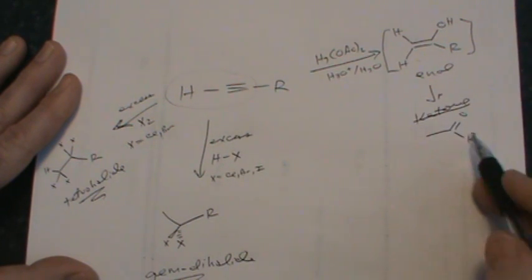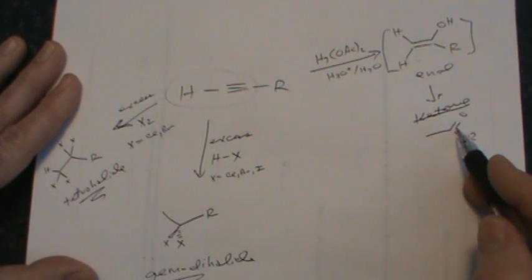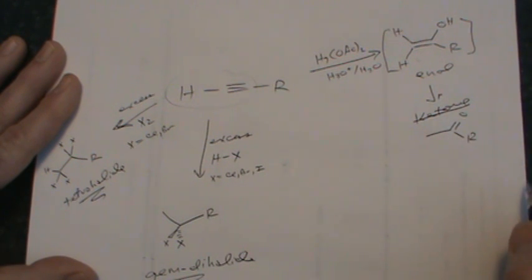This is a ketone because there are two R groups. It's a methyl group here. We don't know what that R is here. It could be just about anything. And a carbonyl group in the middle of those two R groups, and that's a ketone function.